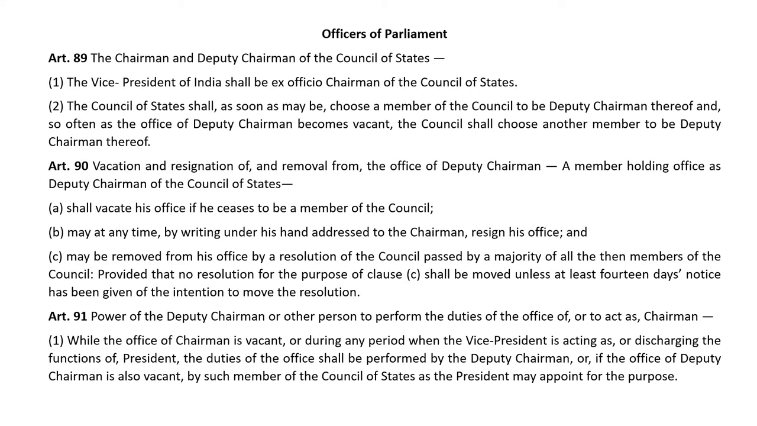Article 90. Vacation and resignation of and removal from the office of deputy chairman. A member holding office as deputy chairman of the Council of States shall vacate this office if he ceases to be a member of the Council.